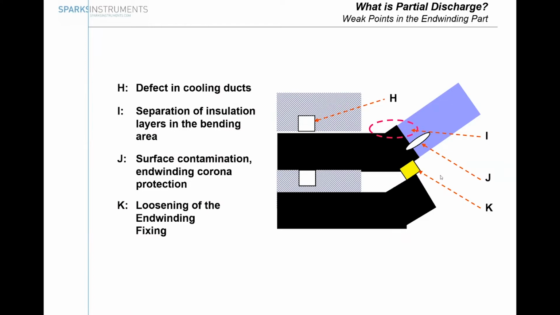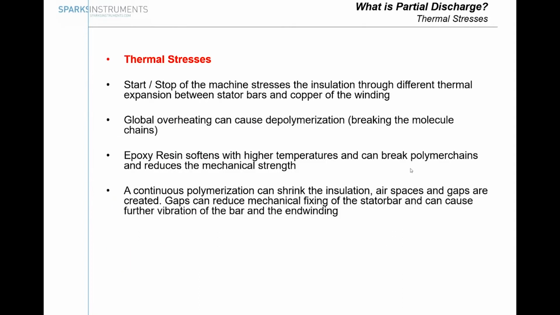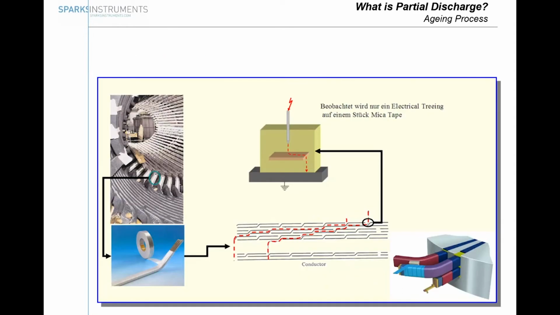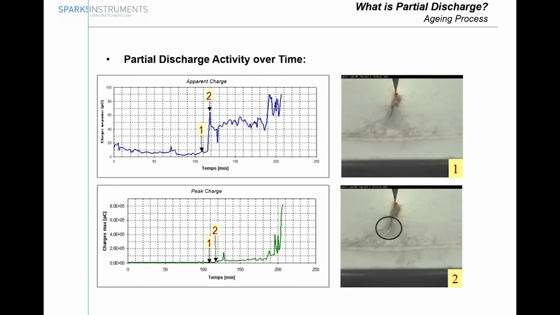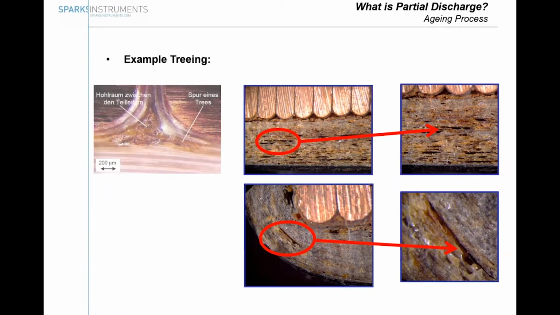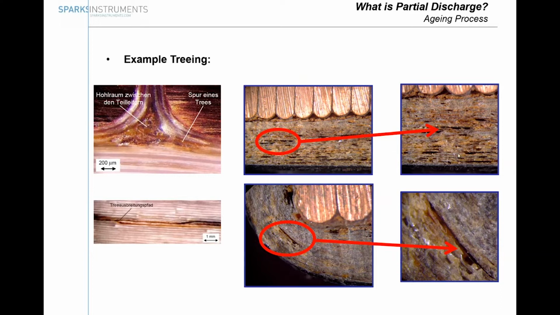And due to electromagnetic forces with ongoing time, we also might have problems in the phase separation or in the bar separation while we get loose of the end winding fixing and the spacers. So I skip a bit of the presentation now, and I want to go to what the real effect is. Here, for example, are some pictures of air inclusions and electrical treeing, where we get air inclusions inside the insulation materials. We can also see that in the bottom right picture.